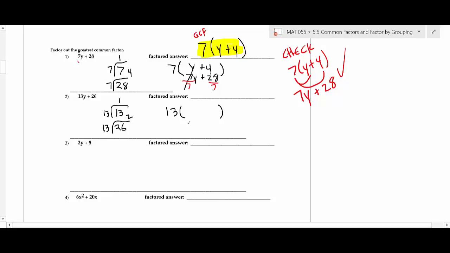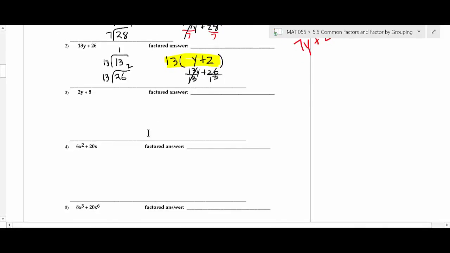If you don't want to do it in your head, this approach will always work, and some students settle on just doing it this way. So 13 over 13 is y, 26 over 13 is 2, so that means the factored answer would be 13 times y plus 2. Can everybody tell that's right in your head? Okay.